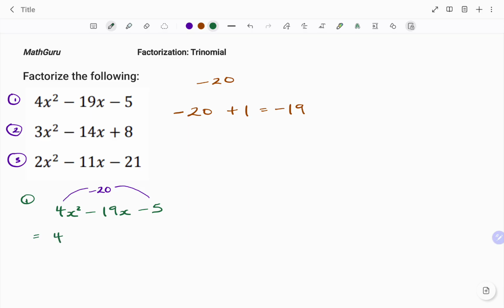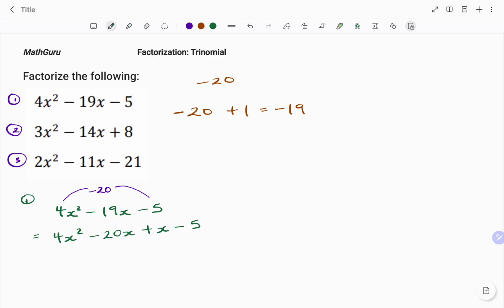I'm going to have 4x squared minus 20x plus 1x minus 5. So I haven't changed the equation. What I've just done is to expand my middle term as shown.